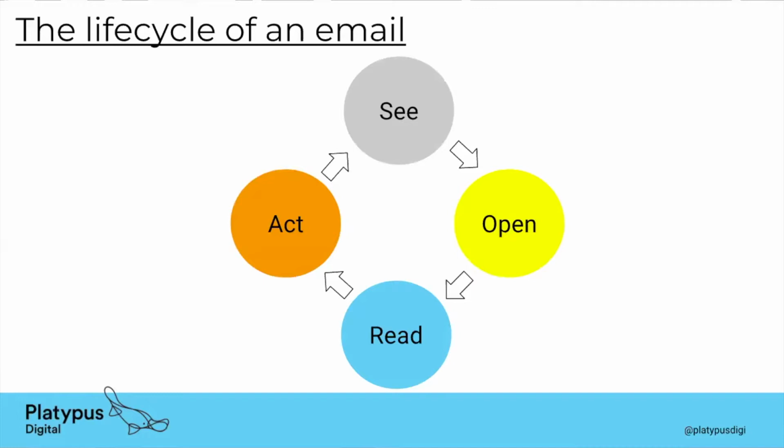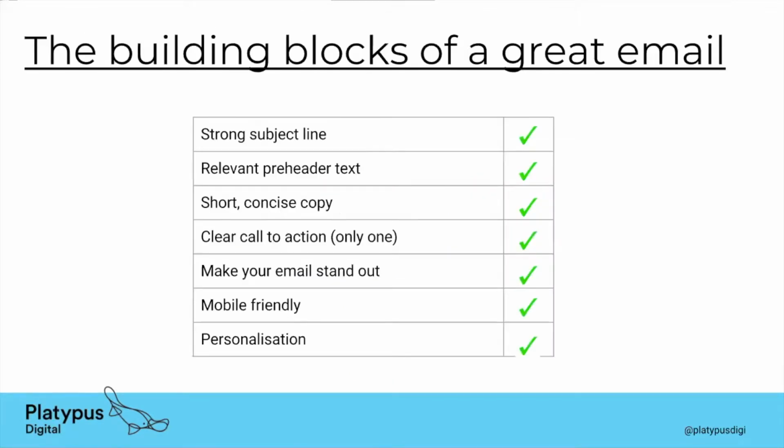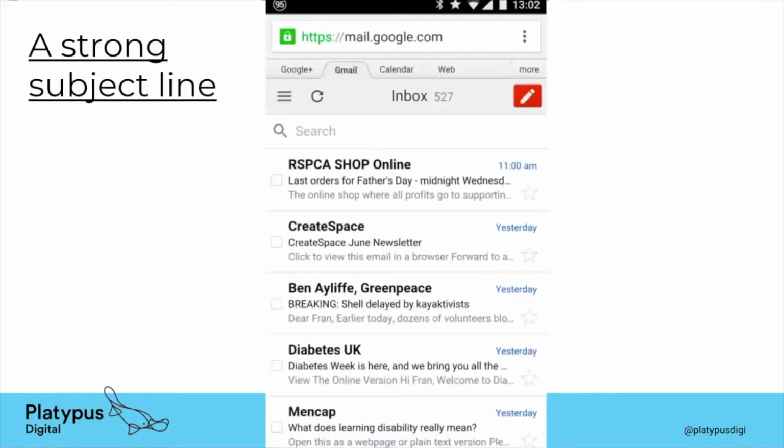So there's the four stages of see, open, read, and act. People can fall off at every stage, so you need to make sure you're putting content in front of them that makes them want to continue to the next stage. So what are the building blocks of an email that's going to get the whole way around that cycle? Well, there are these: strong subject line, relevant pre-header text, short, concise copy, a clear call to action, only one if you can manage it. Make your email stand out somehow, make it mobile friendly, and try to make it personalized. And I'll run through each of those now.